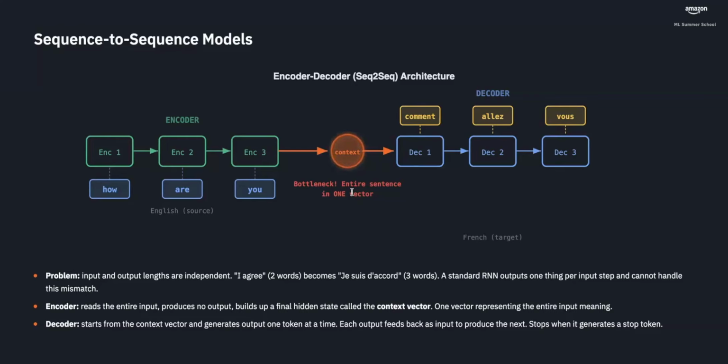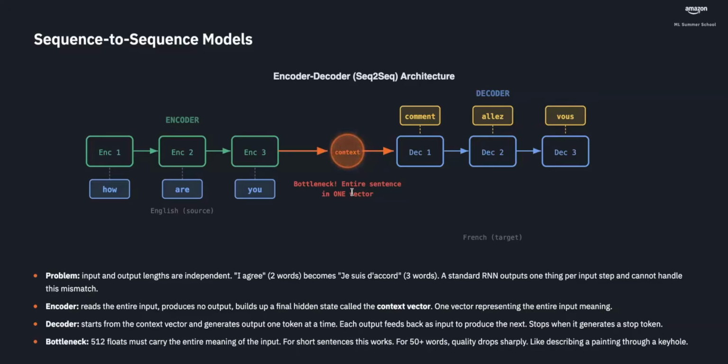This is the architecture that powered Google Translate before 2017. It was behind every early chatbot, document summarization, code generation, question answering, any task where the length of what goes in has nothing to do with the length of what comes out. This was the core architecture that was there.